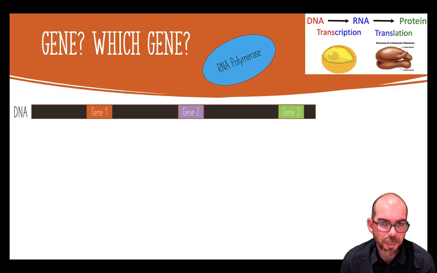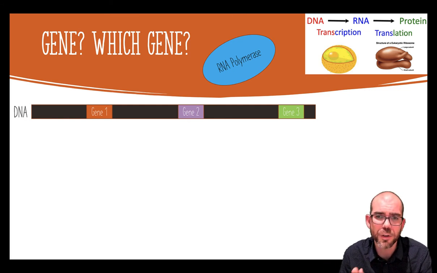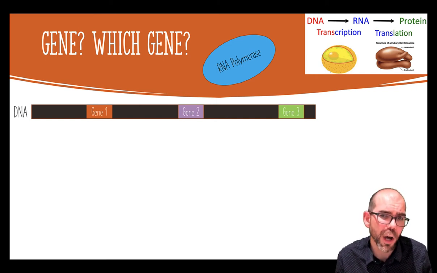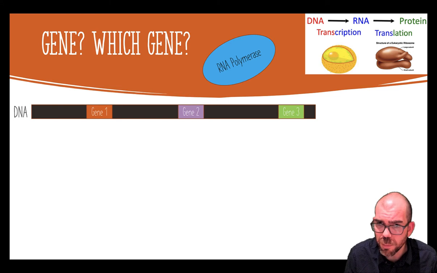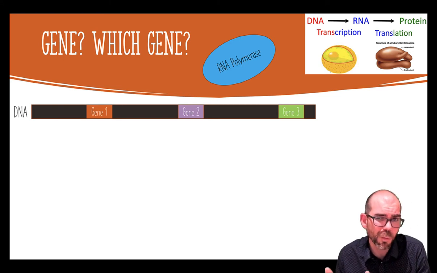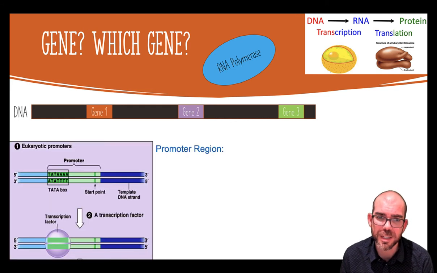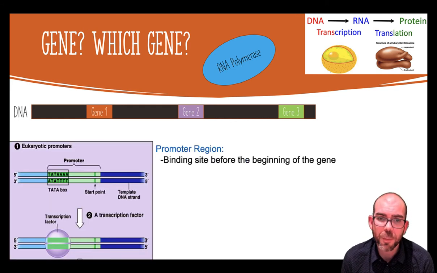We run into a problem here. You have hundreds of genes. Each of them code for different things, some for things like eye color, others for height. How does RNA polymerase know where to go to find the beginning of the gene and where it ends? To do that, there are some structures built into your DNA. One is a region that we call the promoter region. The promoter region is the site where RNA polymerase binds right before the beginning of a gene. It indicates the start of a gene.